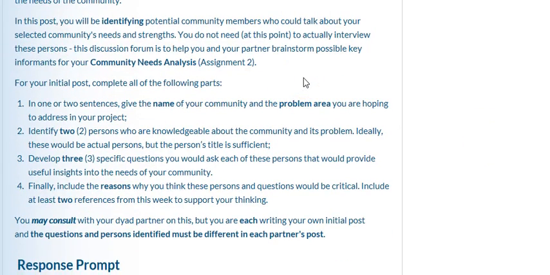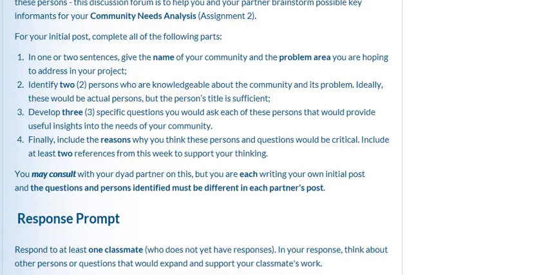It's critical to gather input from community members themselves about the needs of the community. So you're going to identify potential community members who you could talk to about your selected community needs and strengths. You don't need to talk to them at this point, but you want to brainstorm possible key informants. So who are your key informants? Give the name of your community and the problem area. Again, identify 2 persons who have knowledge about the community and its problems. Develop 3 questions that you would ask each of these people. And finally, include the reasons you think these would be good key informants.